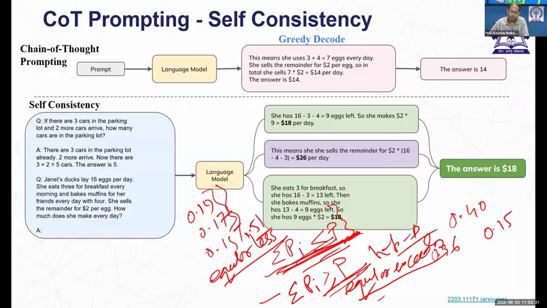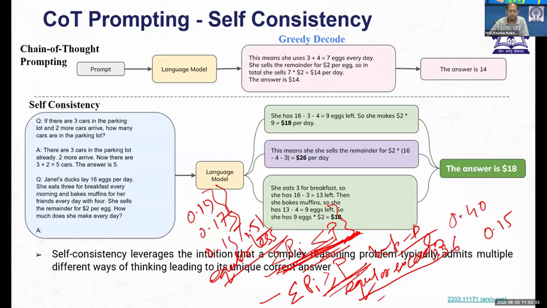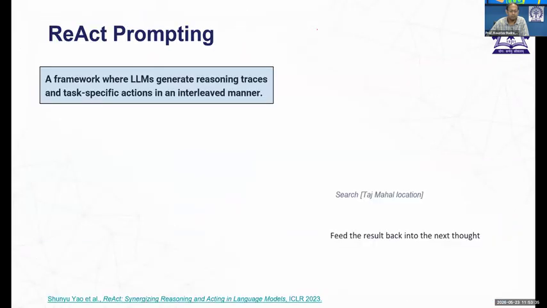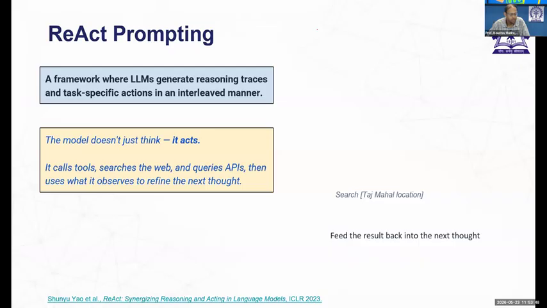Okay, now with this idea of self-consistency, let's come to action-based prompting, which is the ReAct framework. It is a framework where LLMs generate reasoning traces and task-specific actions in an interleaved manner. What does that mean? The model doesn't just think, it also acts. It calls a tool, searches the web, queries an API, and then uses the observation to refine the next thought.